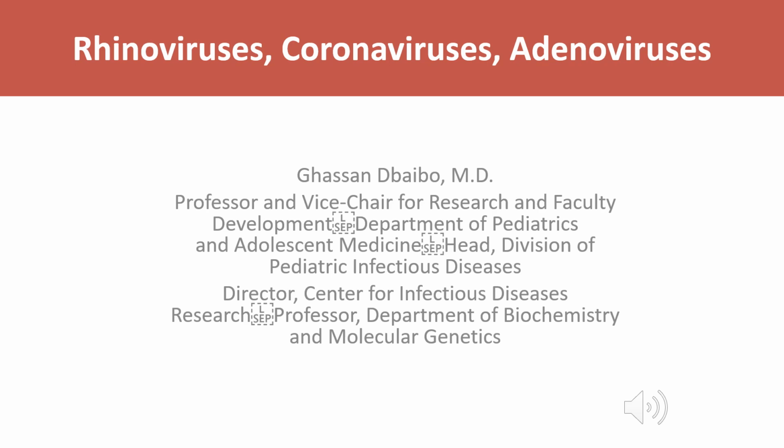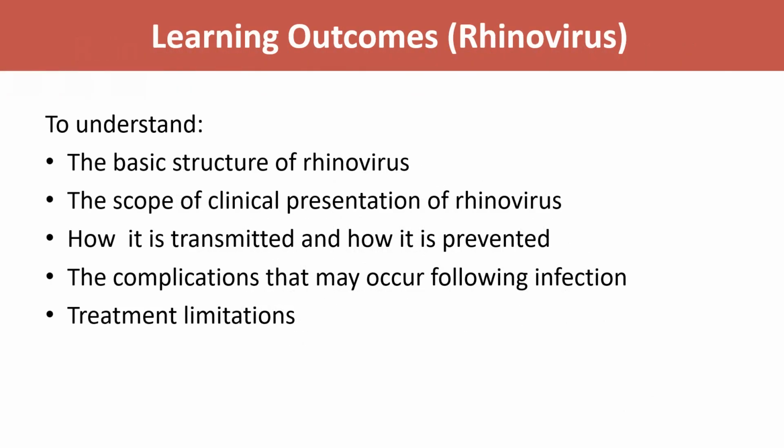So today's lecture will be about three important viruses: the rhinoviruses, the coronaviruses, and the adenoviruses. The expected learning outcomes for the first part of this lecture about rhinoviruses include the knowledge of the basic structure of rhinovirus, the scope of its clinical presentations, how it is transmitted, and how it can be prevented, including how we develop immunity to it, the complications that might occur as a result of infection, and the limitations of treatment.